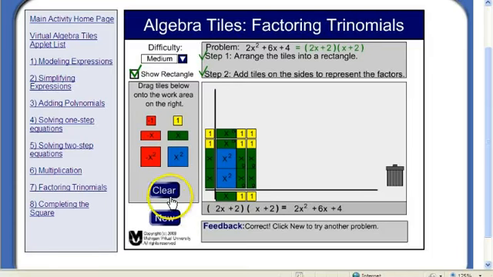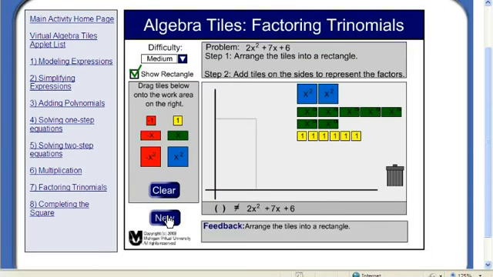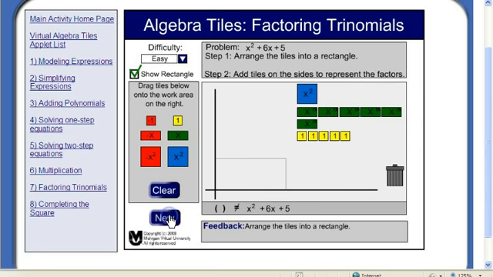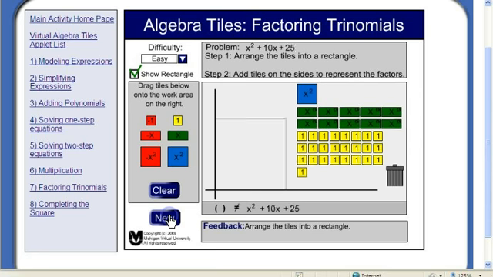So now what I want you to do is click New. And if you notice, it gives me a brand new problem to work with. I want you to do this 5 more times set in the medium difficulty. Do not do it in the easy difficulty. If you do that with the easy difficulty, it always has just 1x squared, so I'll be able to tell whether or not you have it on the medium or the hard.